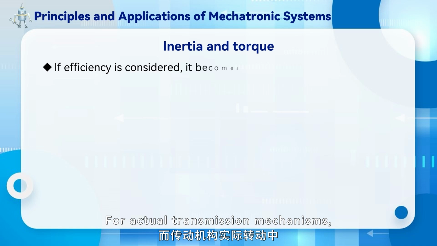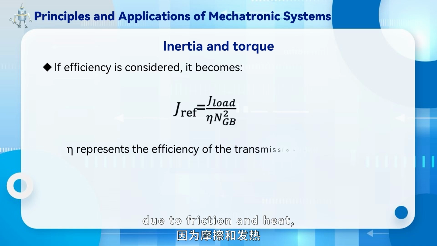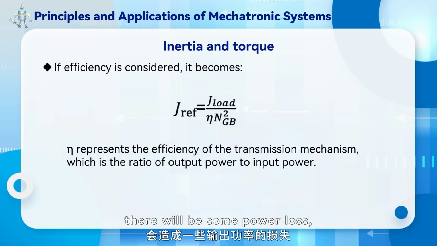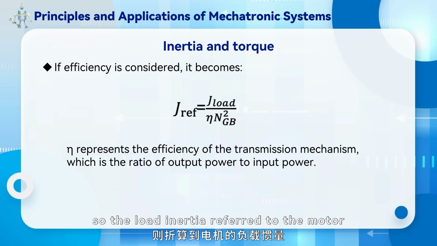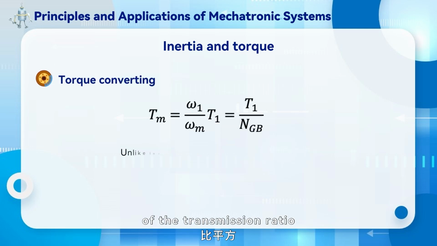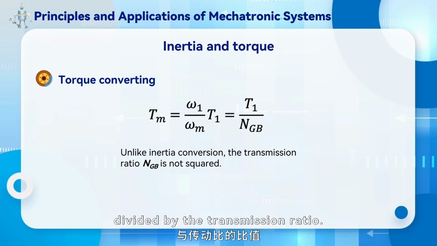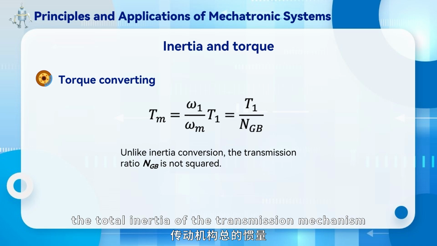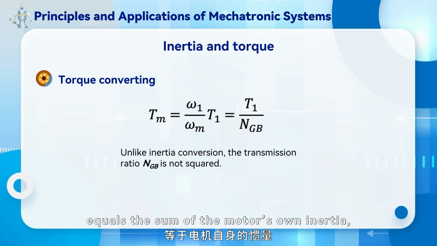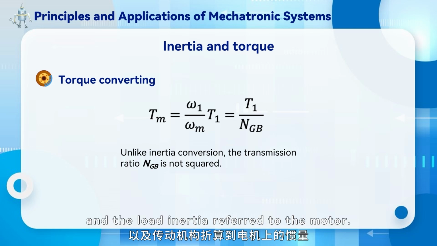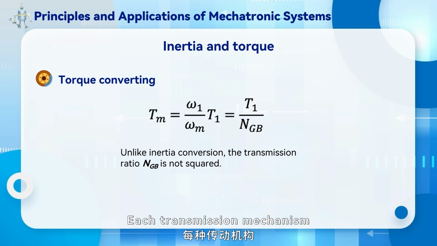For actual transmission mechanisms, due to friction and heat, there will be some power loss, so the load inertia referred to the motor equals. From the diagram on the left, the torque referred to the motor side equals the load torque divided by the transmission ratio. From the above, the total inertia of the transmission mechanism equals the sum of the motor's own inertia, the coupling inertia, and the load inertia referred to the motor. Each transmission mechanism has corresponding calculation formulas based on the diagram on the right.